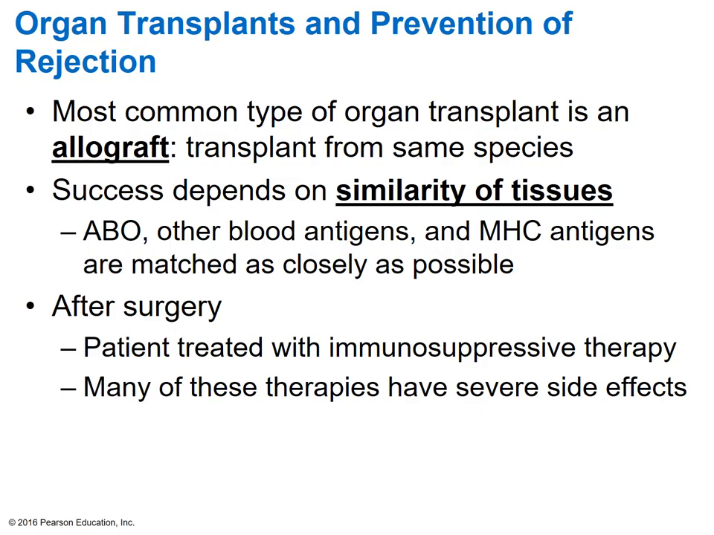The more closely, the more similar they are, the better chance of you having success. The recipient, the patient, is going to have to be treated with immunosuppressive therapy. They have to take medication to suppress their immune system. Why? Because you have to suppress those T cells, those B cells. You have to suppress the entire adaptive immune system so that it will not recognize that new organ as something foreign. How long do you have to take these drugs, immunosuppressive drugs?